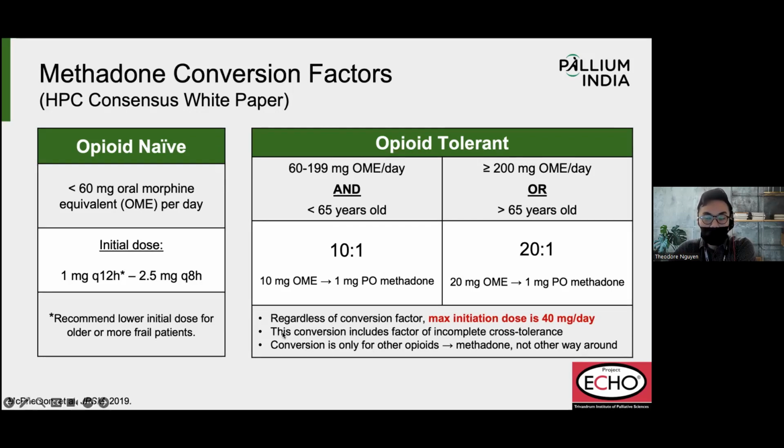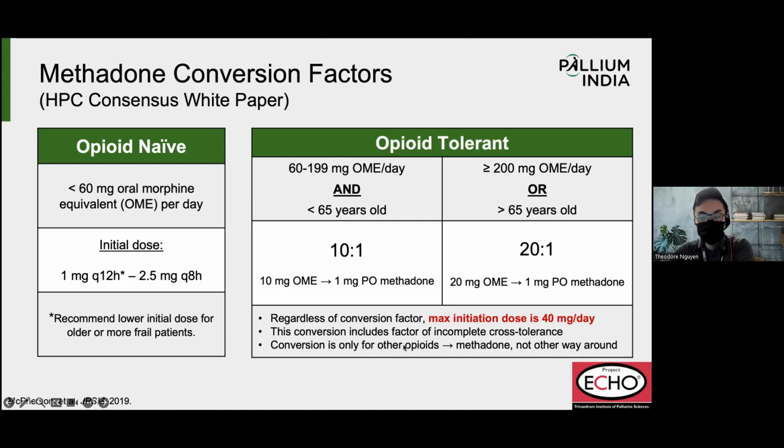And things to keep in mind, whenever we switch between opioids, you may have heard of the concept of incomplete cross tolerance and needing to innately reduce an opioid dose because people may have improved response with different opioids. This conversion ratio for methadone already includes that. So you do not need to do any further dose reductions because, again, it is a pretty conservative conversion ratio.